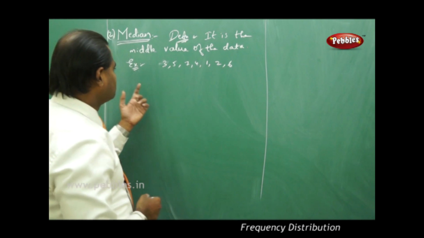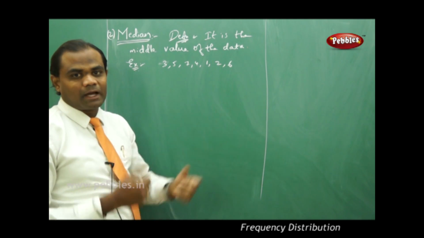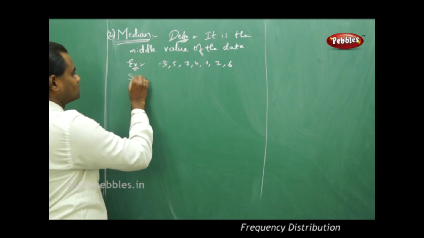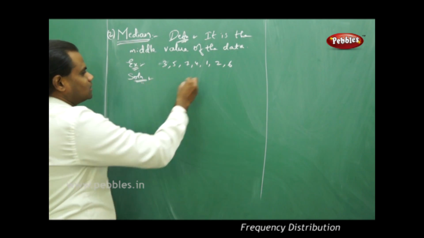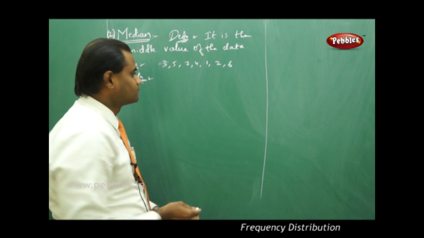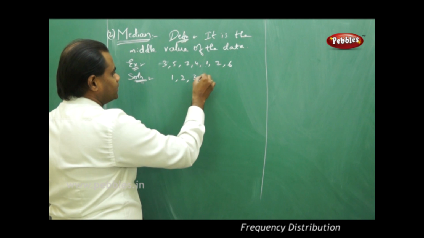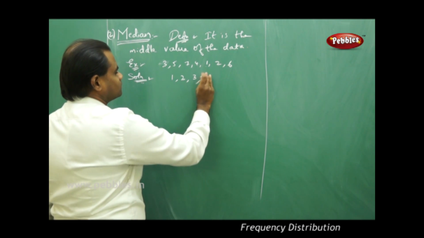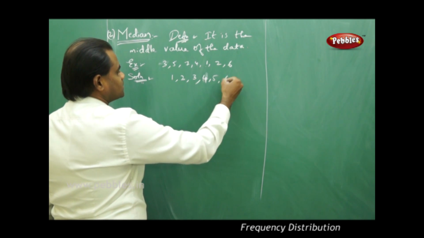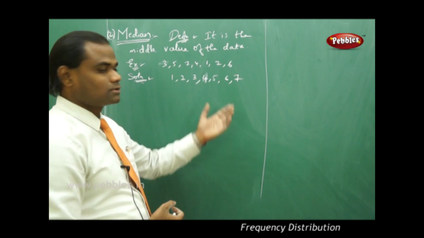So for the given example, which has the observations 3, 5, 7, 4, 1, 2, 6, I would like to arrange this data in chronological order. If I want to calculate the median, I start with the lowest value to the highest value, that is in ascending order. So when I go with the ascending order, my first value is 1, 2, 3, 4, 5, 6, 7. I have all the integers from 1 to 7.